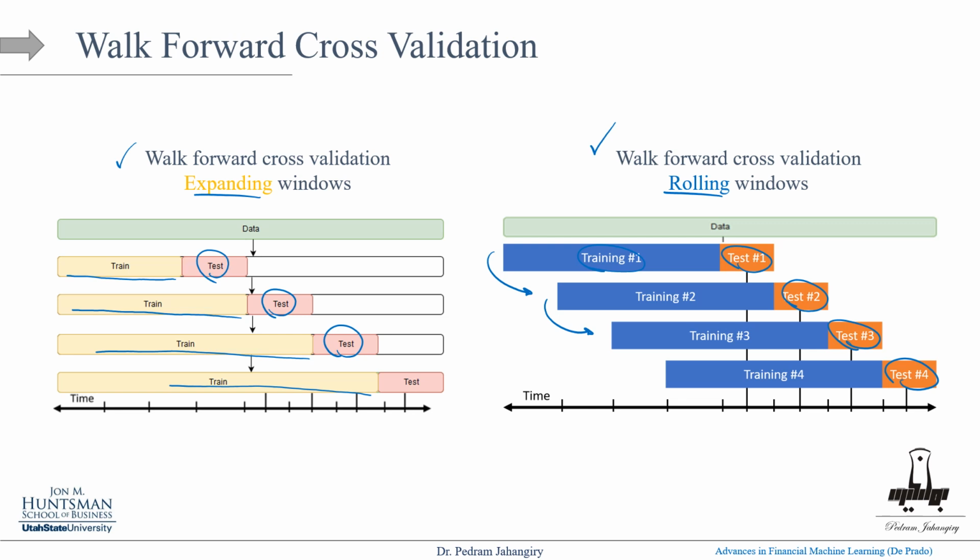So let's talk about the advantages. Maybe the biggest advantage of walk-forward cross-validation is that it has a clear historical interpretation, right? Basically, especially if you're doing backtesting, it is consistent with historical backtesting and paper trading, right?